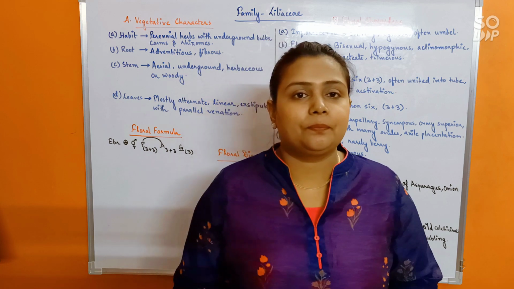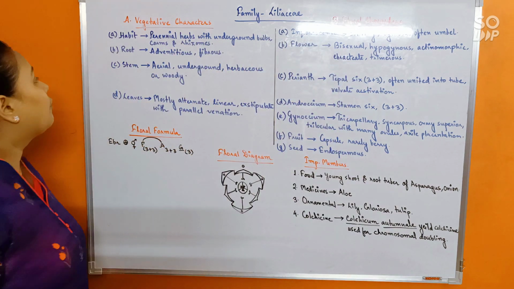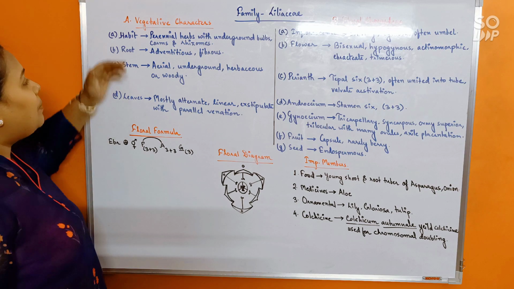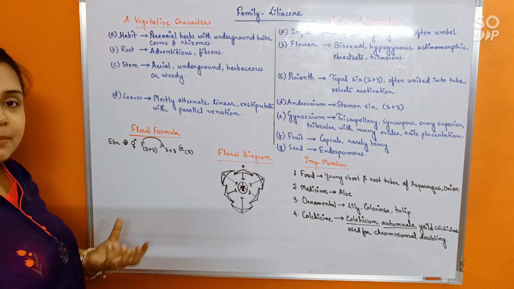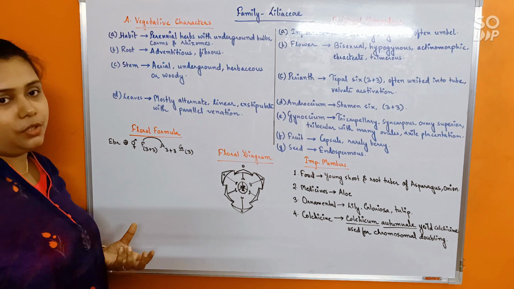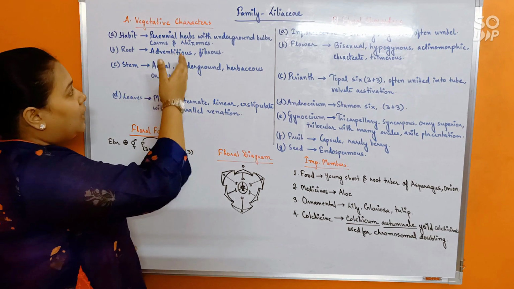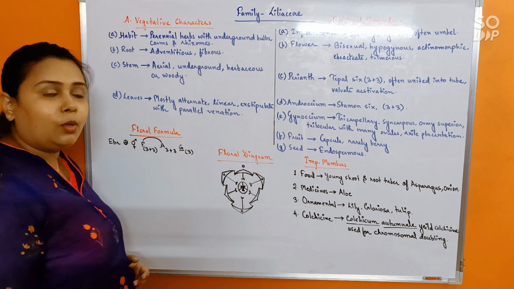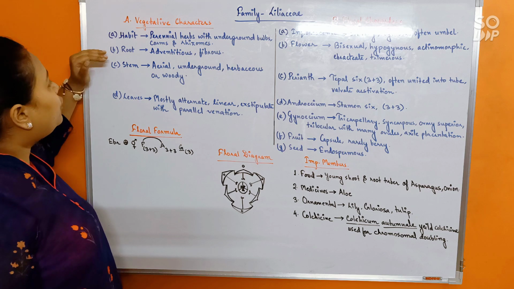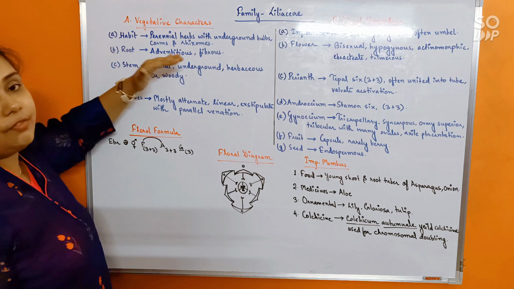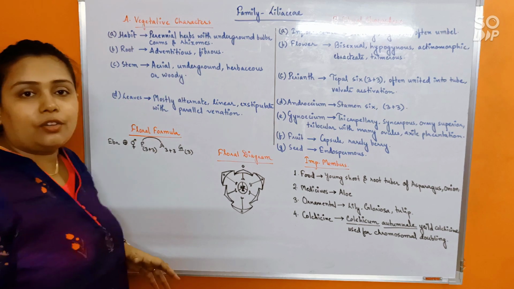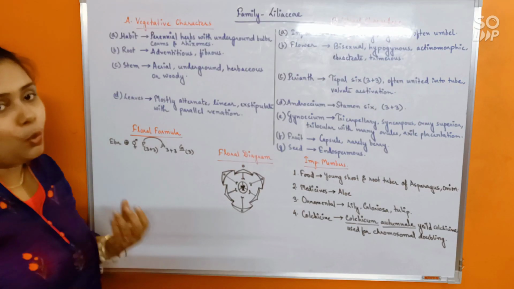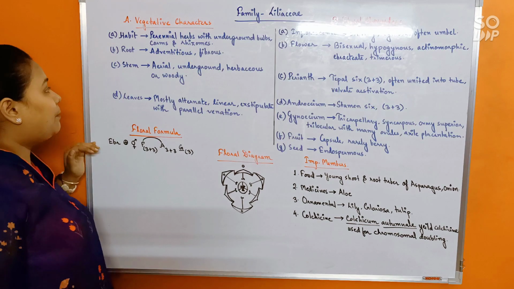floral characters. So first, for vegetative characters, the habit of the plant would be perennial, that means a life cycle of more than 2 years, okay? So perennial herbs with underground bulbs, corms and rhizome. Next, root would be adventitious and fibrous. After all, it's a monocot, right? So in that case, fibrous root would be present. Taproot won't be present.